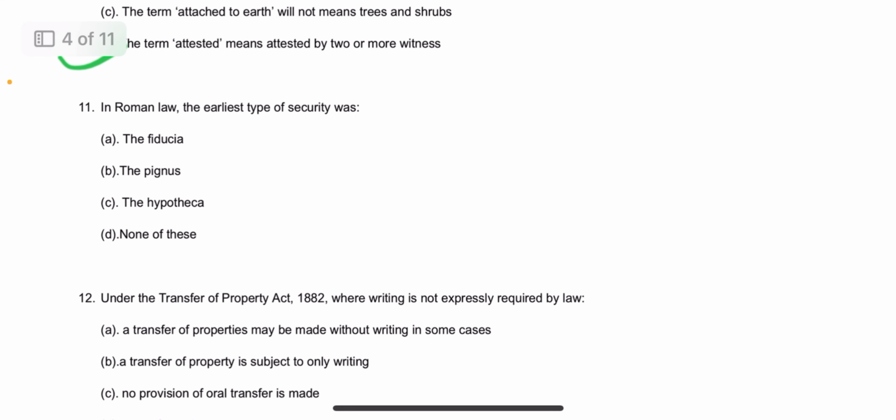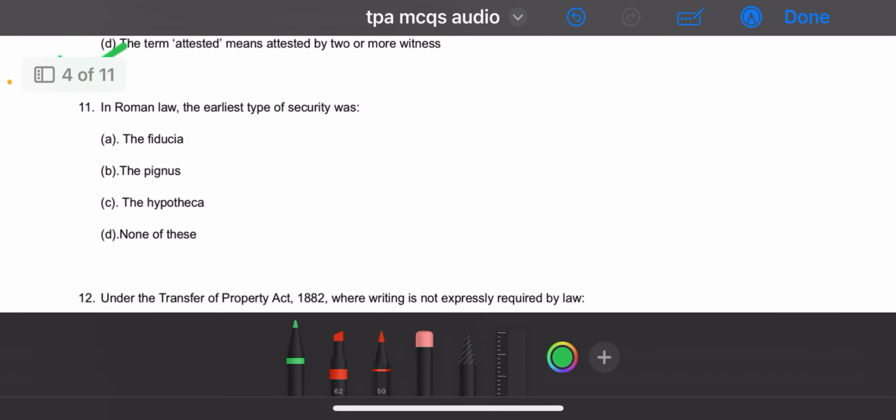Now the 11th question is, in Roman law, the earliest type of security was. The options are A, the fiducia, B, the pignus, C, the hypotheca, D, none of these. So the correct answer is the fiducia.